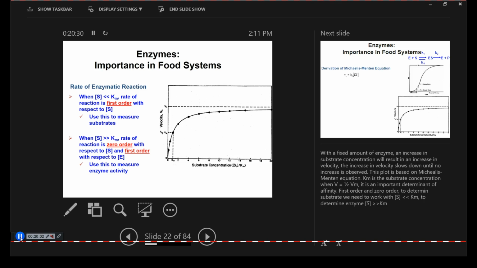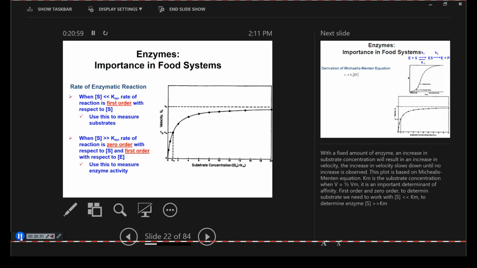However, at very low substrate concentrations, like here, you can see a kind of linear curve. That means as I increase or change the substrate concentration, my rate of the reaction is directly impacted. So at concentrations much less than Km, I have a first order reaction with respect to the substrate.